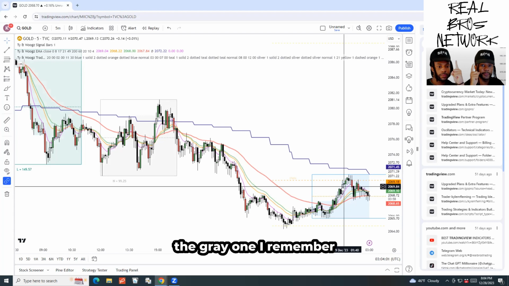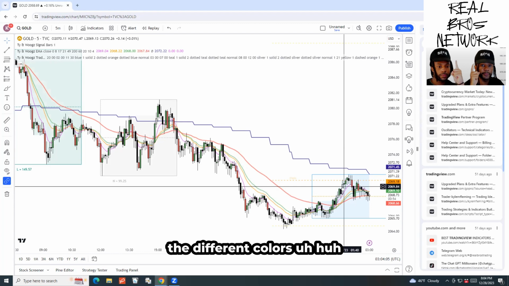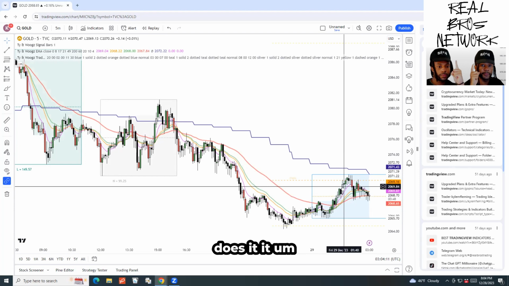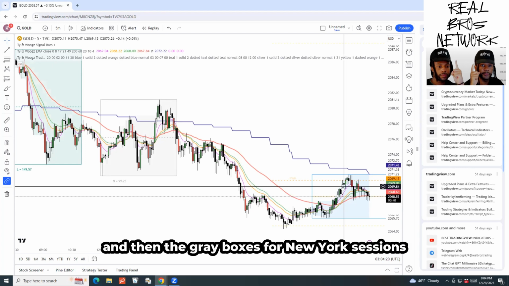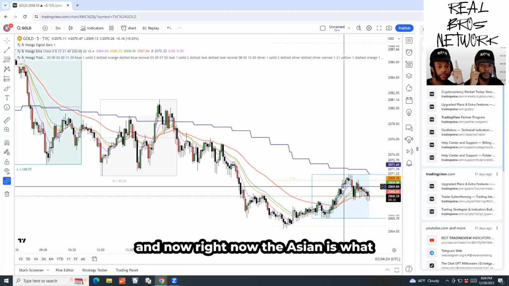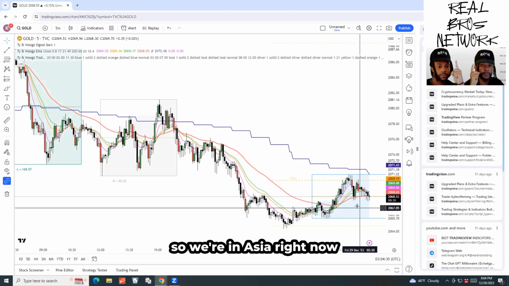I remember before you were giving me the Asian and the different colors. Like I have them written down in my notebook. Now this indicator does it automatically, and you'll be able to trade off of it. And then the gray box is for New York sessions. Okay. And right now, the Asian is what? The Asia is blue, the blue one right here. Yeah, so we're in Asia right now.